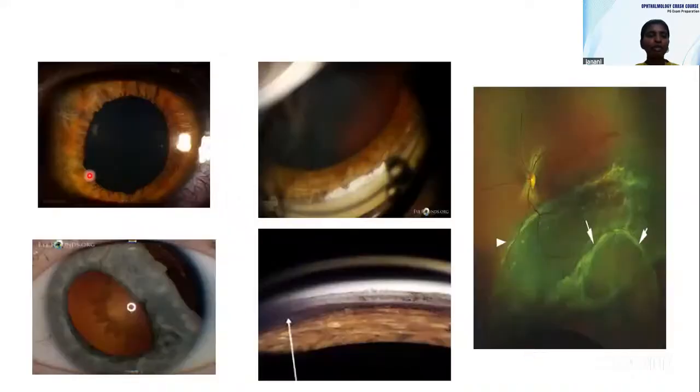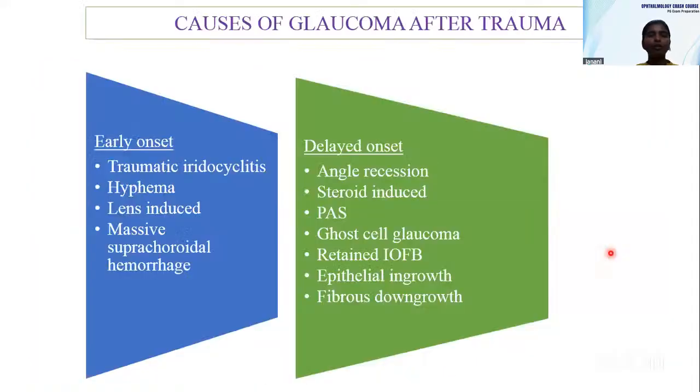So in this picture, you can see sphincter tear, and this picture showing cyclodialysis, this one showing iridodialysis, and this one, this gonio, you can see widening of the ciliary body band. And this picture showing retinal dialysis. So causes of glaucoma after trauma, we can categorize into early onset and delayed onset.